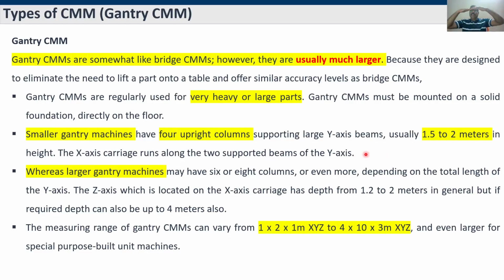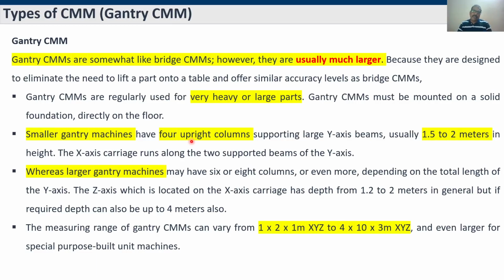Then there is a y-axis, then the z-axis will be mounted, then the x-axis. So x-axis, y-axis and z-axis will be there. Okay, so the ranges are given. Large gantry means, instead of four rigid upright columns as in the small gantry type, in a large gantry type machine you need more than four, either six, eight, or even more vertical columns depending on the total length of the y-axis.